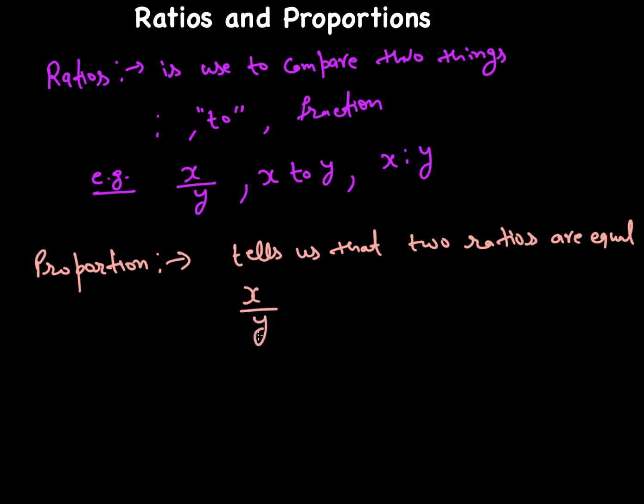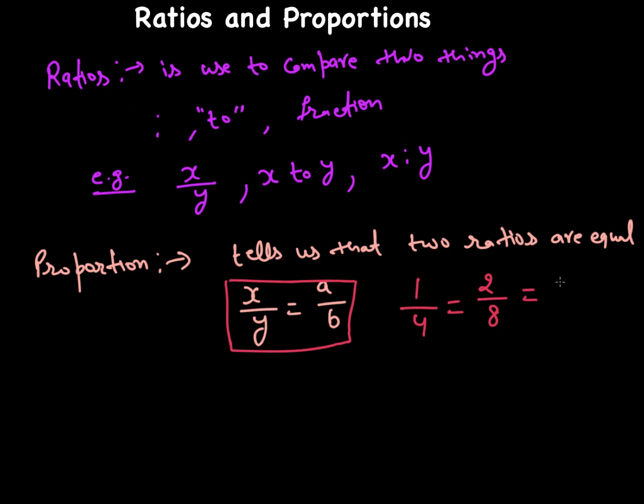Let's say you got x to y and it's equal to a to b. So this equation over here is called a proportion. Both ratios are proportional to each other, or in terms of numbers, 1 over 4 is equal to 2 over 8. So both are proportional to each other. It can be written as 3 to 12.